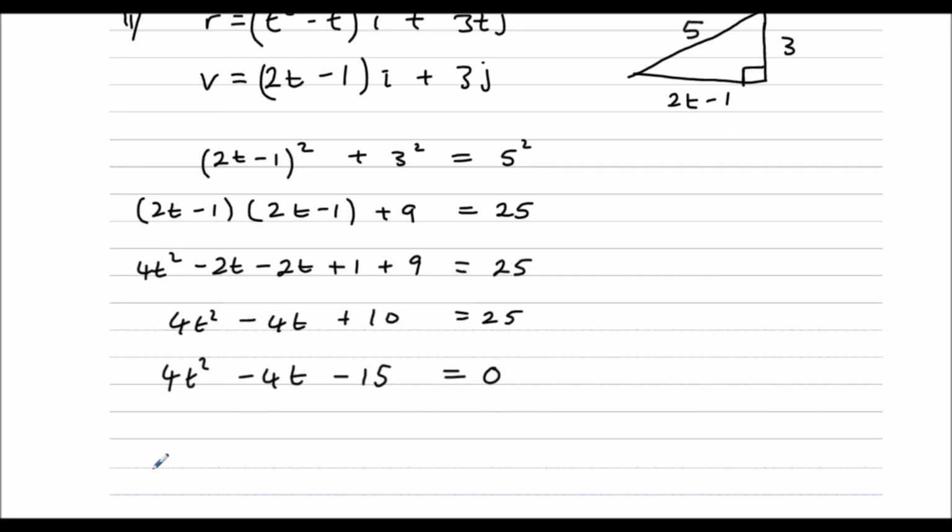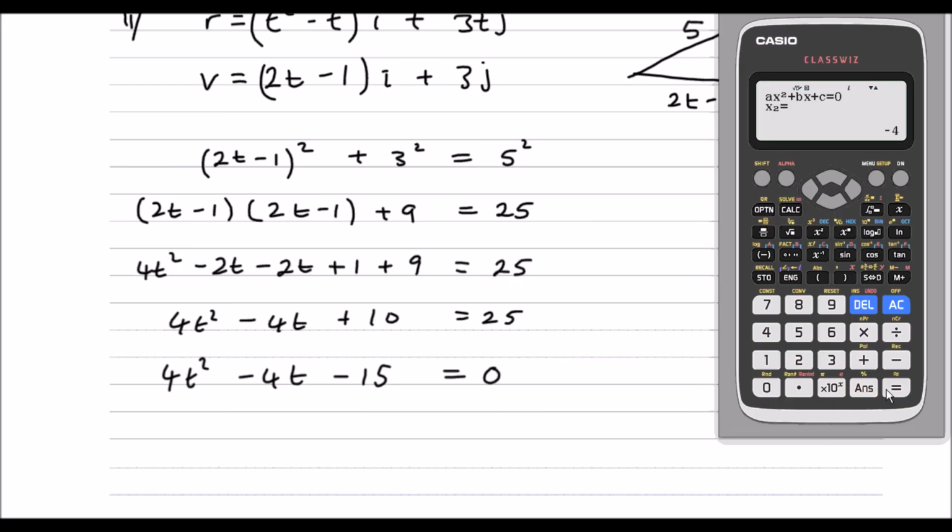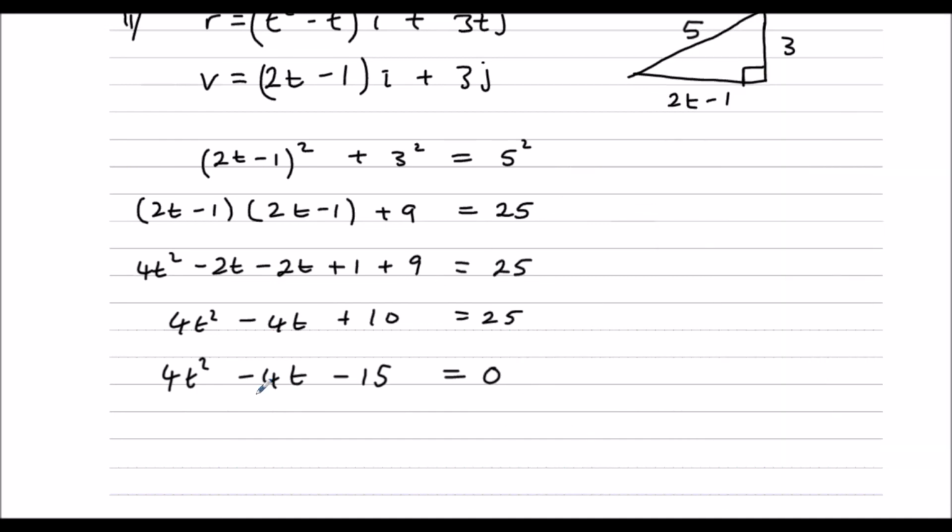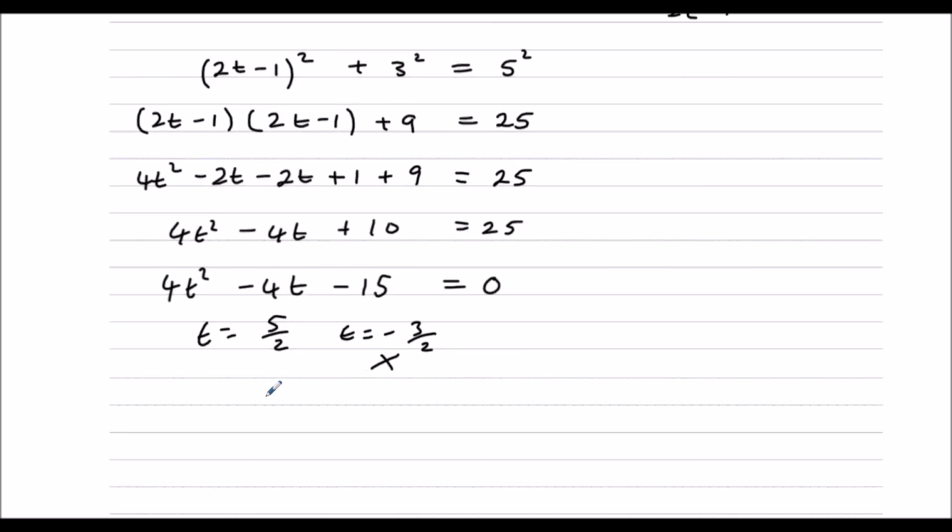Now let's type it in the calculator. So we've got 4t² - 4t - 15 = 0. So we've got 5 over 2 or negative 3 over 2. We cannot have a negative time. It's got to be bigger or equal to 0. So it's 2.5 seconds.